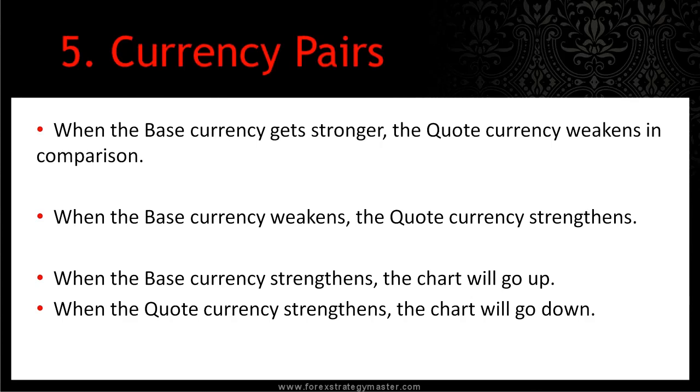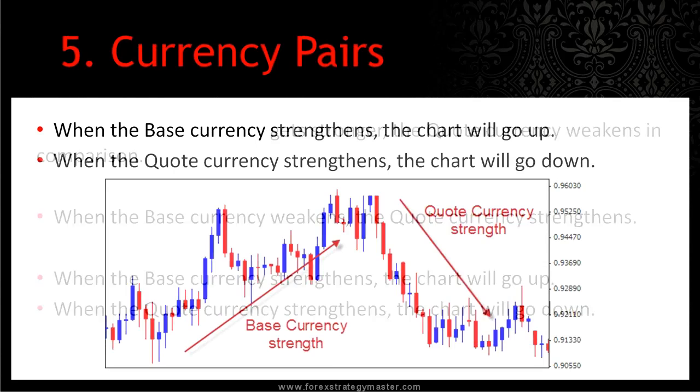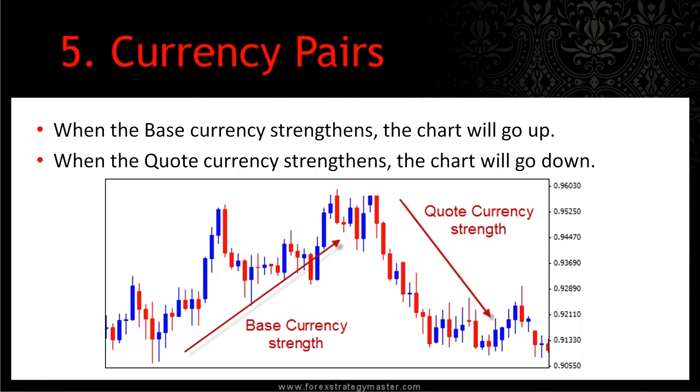When the base currency strengthens, the chart will go up. So when we're looking at this reflected on a chart, we're going to see the chart rise when the base currency strengthens. When the quote currency strengthens, the chart will go down. That is the second currency in the pair, the Euro USD. The USD will be the quote currency. If this strengthens, what it will do is make the base currency in comparison look weaker. So the chart will go down. When the base currency strengthens, the chart will go up.